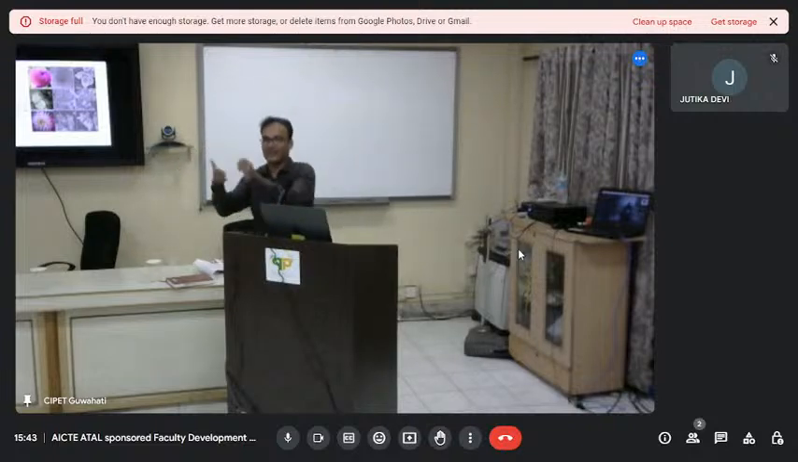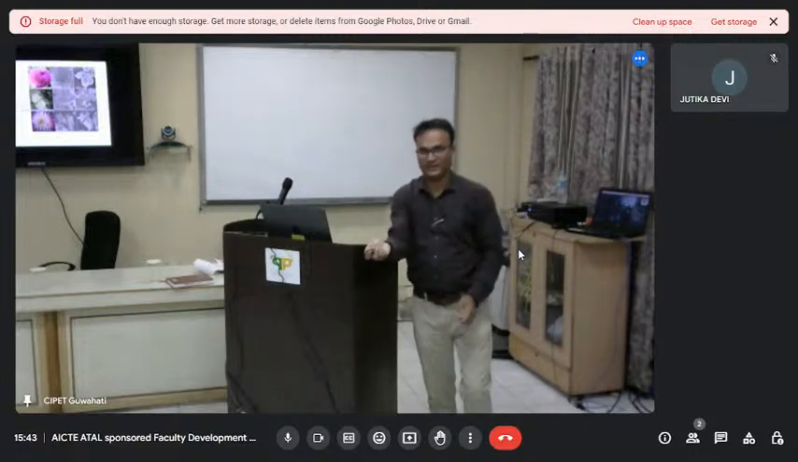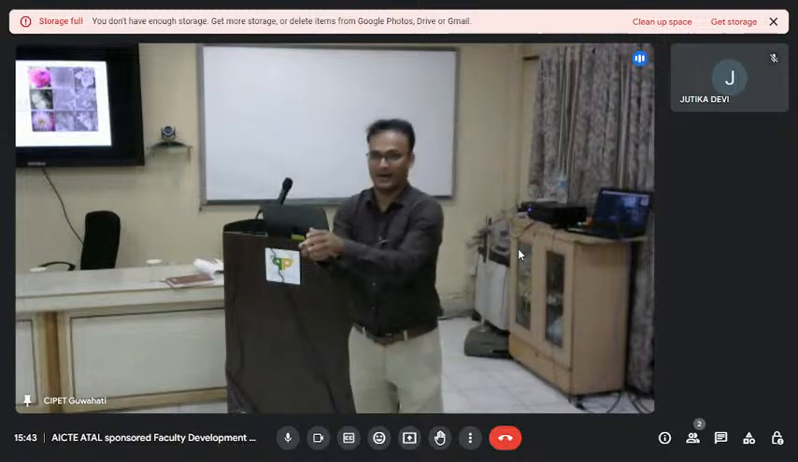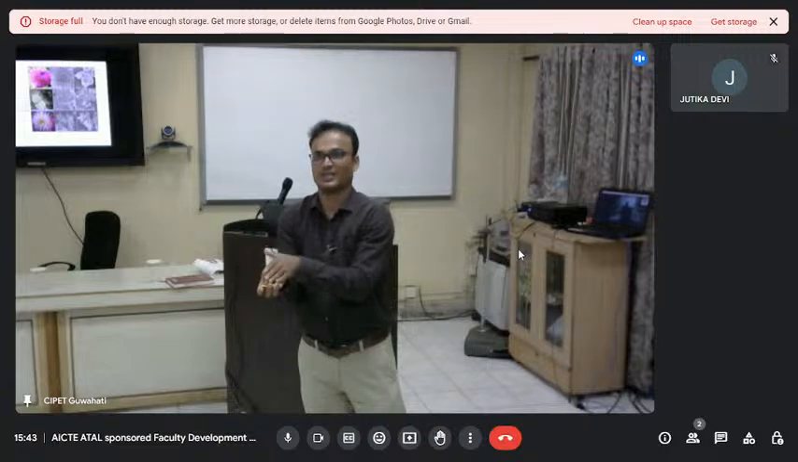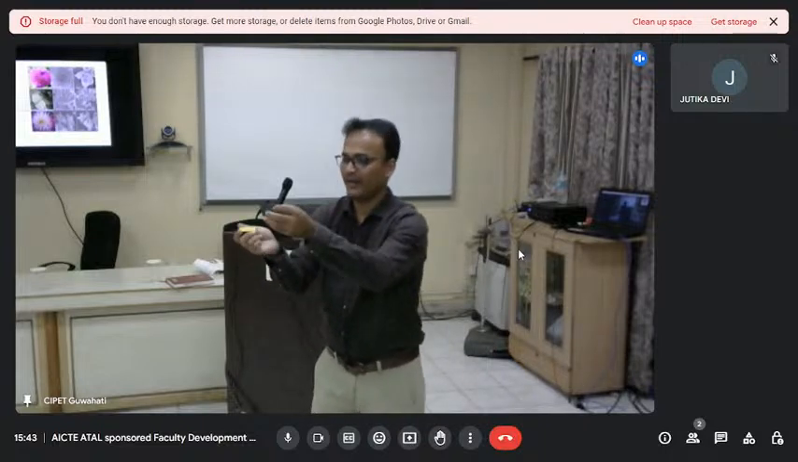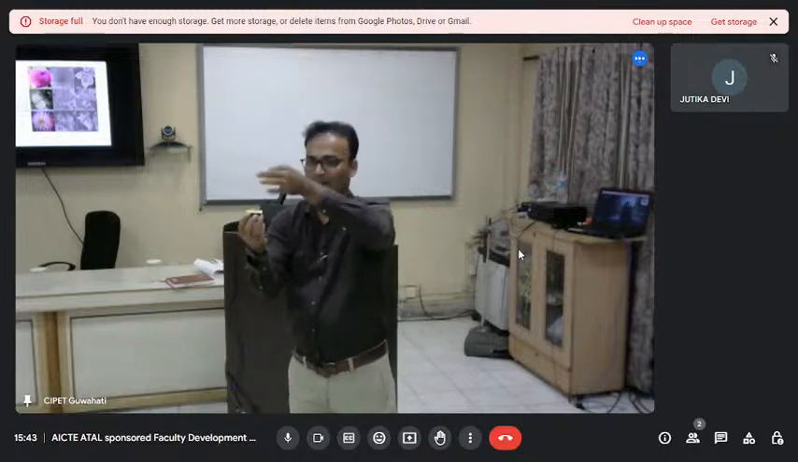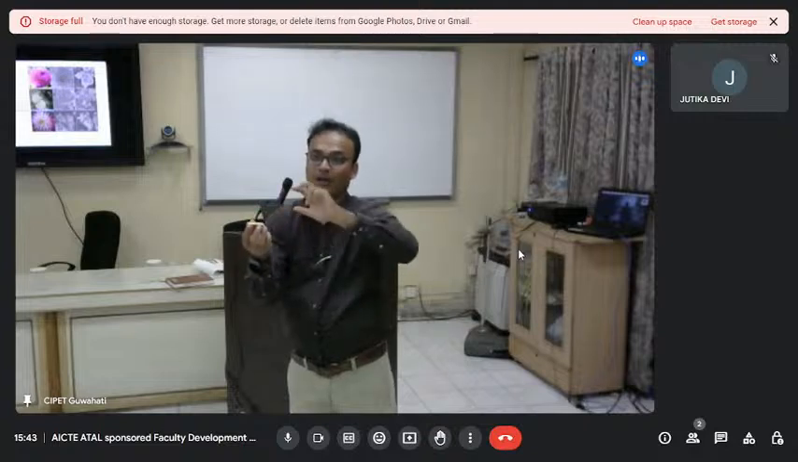How do they do it? They scan the electron beam. Suppose this is the sample, the sample of copper. Okay, I want an image of this copper. Suppose it is a flower. After taking the image, I can get that it is a flower. What will the electron do? The electron is coming, it will hit the sample.